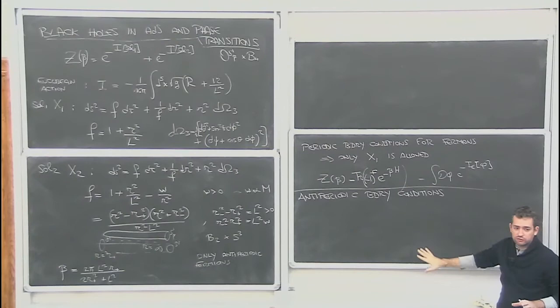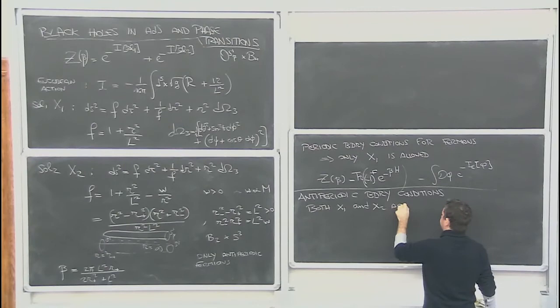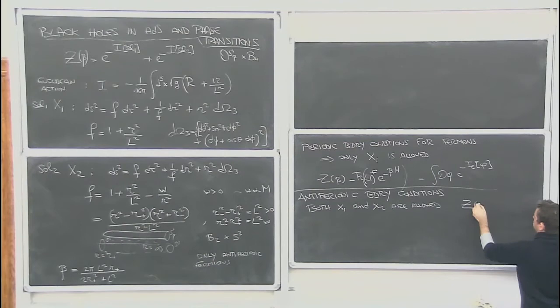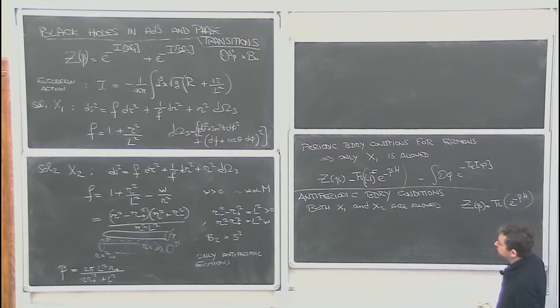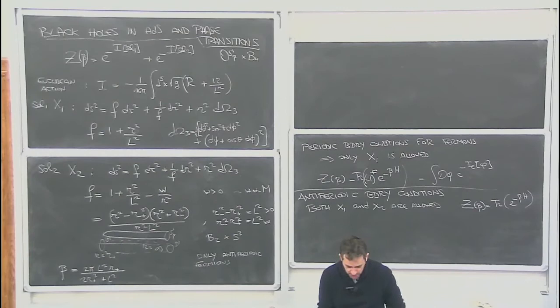So in this case, both X1 and X2 are allowed. So they can compete. The analogous partition function that we are computing is the one without the minus one to the F. We have antiperiodic conditions for the fermions. And now we should compare which of the two has the least action in order to see which of the two dominates the canonical ensemble. So we should compute the action.